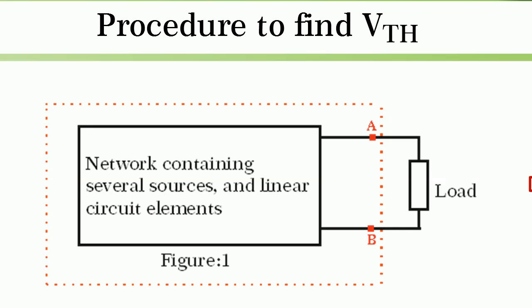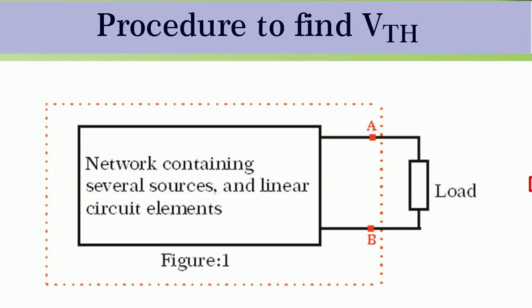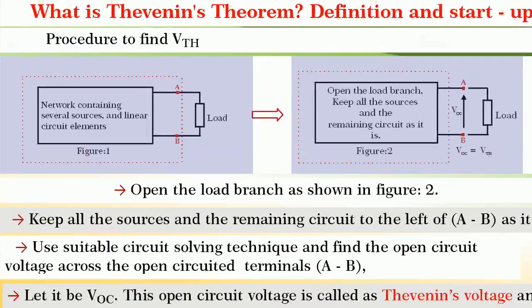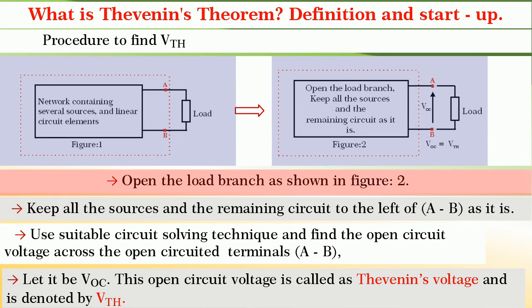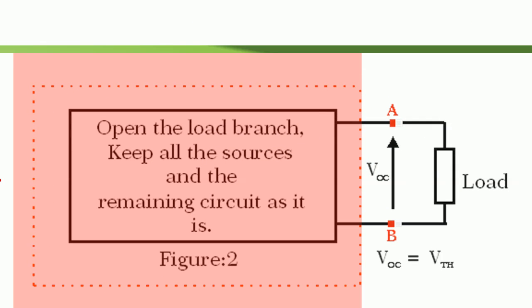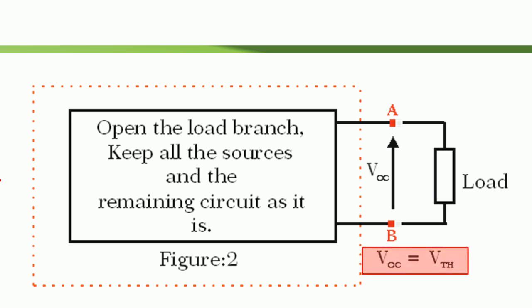Friends, now let us see how to find V Thevenin. Consider the network shown in figure 1. To find V Thevenin, we have to open the load branch as shown in figure 2, keep all the sources and the remaining circuit as it is, and use a suitable circuit solving technique to find the open circuit voltage across the open circuited terminals A and B, let it be VOC. This open circuit voltage so obtained is called Thevenin's voltage and it is denoted by V Thevenin.